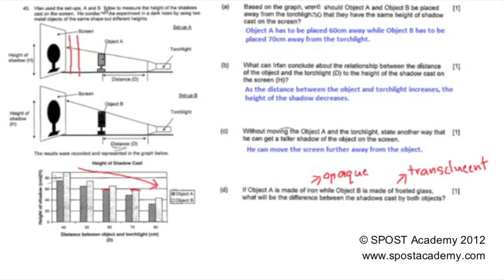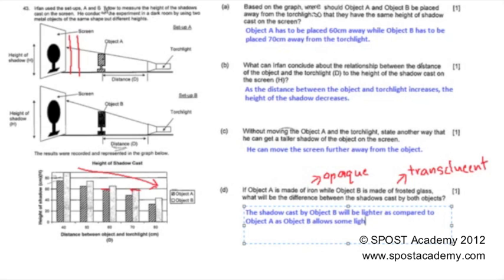As such, the shadow that is cast by object B, which is made of frosted glass, would tend to be a bit lighter than object A, which is made of iron. Okay, so the shadow cast by object B will be lighter as compared to object A, as object B allows some light to pass through, while object A does not allow light to pass through.